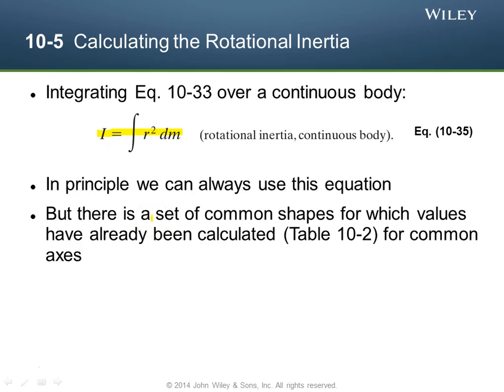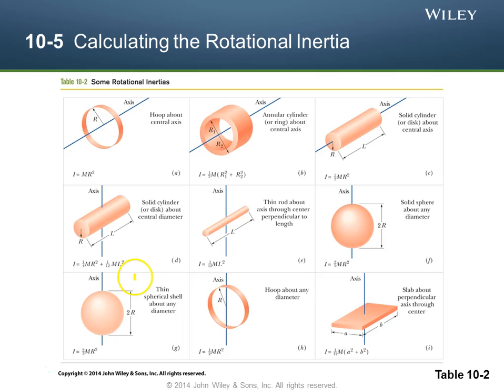However, in practice, it's very difficult. So we use a set of common shapes and values that we can calculate based on their shape. This table summarizes those shapes. These are 12 different shapes and their axes of rotation that we'll use, and we know the final end result of the moment of inertia. For instance, a ring or a hoop rotating about its center axis has a moment of inertia of just the total mass times the radius of that hoop squared.